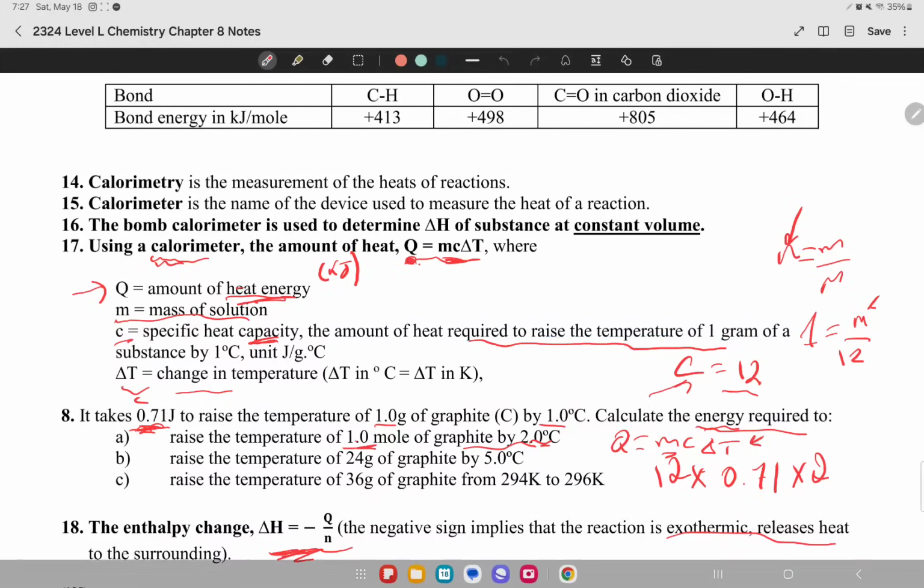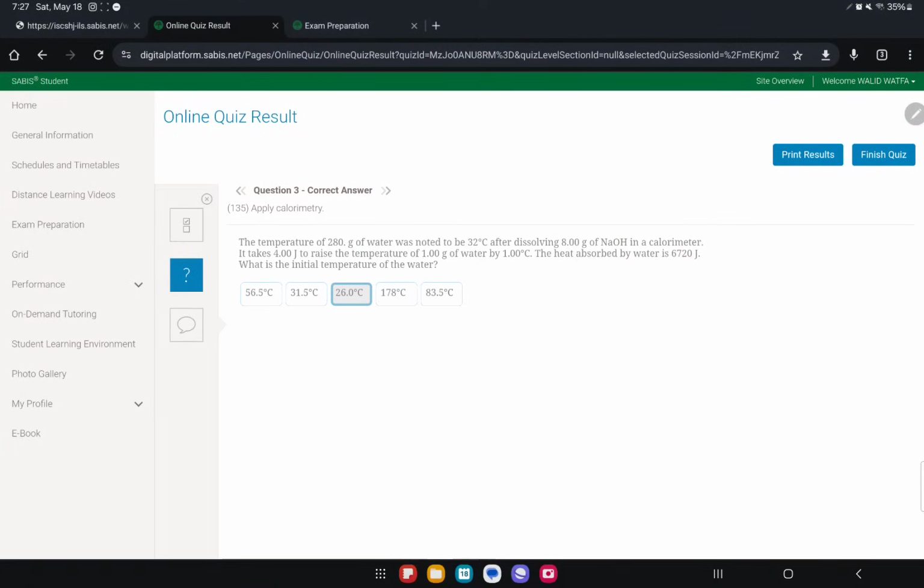So in this question, they say the temperature of 280 grams of water was noted to be 32 degrees Celsius. So the final temperature is 32 degrees Celsius, after they dissolved 8 grams of NaOH, sodium hydroxide. It takes 4 joules to raise the temperature of 1 gram of water by 1 degree Celsius, so that means 4 is our C. Remember, whenever they say 1 gram by 1 degree Celsius, that's our C. The heat absorbed by water is 6720, so they actually gave us Q.